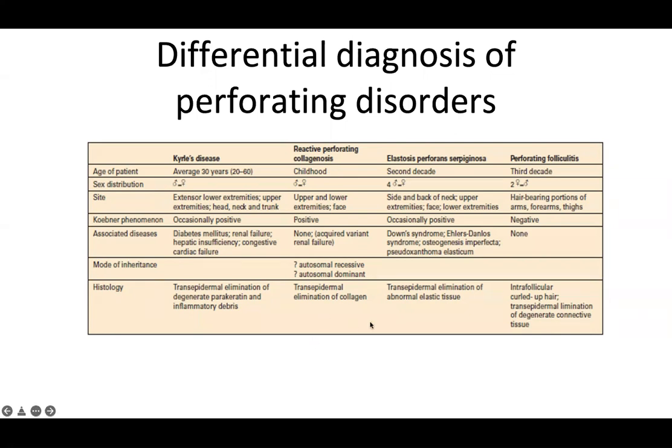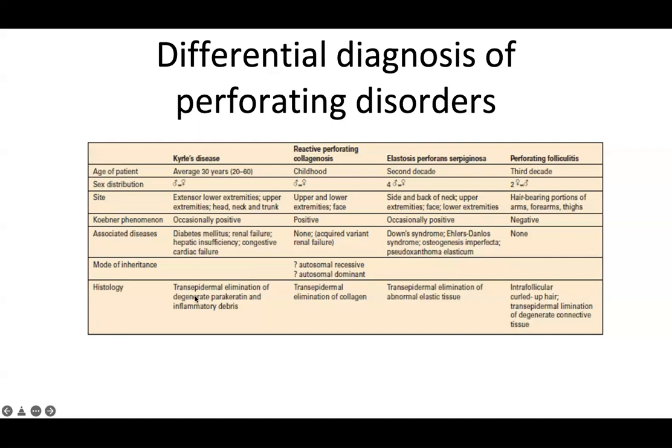So in reality, it's generally just diagnosed as a perforating disorder, especially if the patients have associated diseases like diabetes, renal failure, hepatic insufficiency, congestive cardiac failure, et cetera. With Kyrle's disease, it's typically diagnosed in patients with an average age of 30, between 20 and 60, and could be present in both males and females. You'll often see this on the extensor lower extremities, the upper extremities, the head, neck, and trunk. You can see a Koebner phenomenon occasionally in this entity. As I mentioned already, there are associated diseases, and the mode of inheritance is not technically considered genetic, as I erroneously mentioned in the last slide.